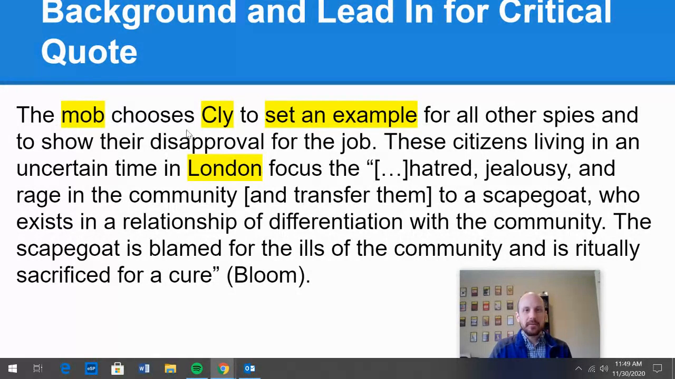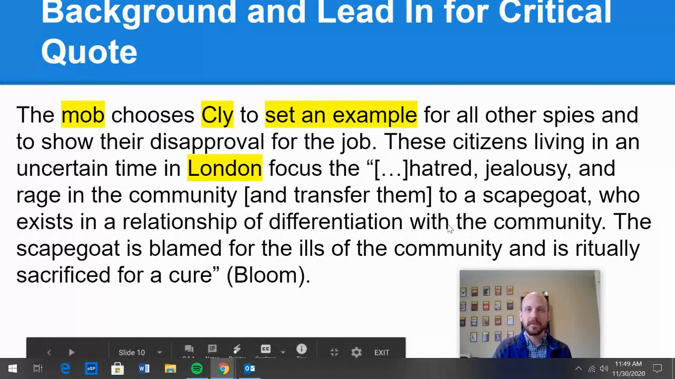So we have the mob choose a Clyde to set an example for all of the spies and to show their disapproval for the job. These citizens living in an uncertain time in London focus the hatred, jealousy, and rage in the community and transfer them to a scapegoat who exists in a relationship of differentiation within the community. The scapegoat is blamed for the ills of the community and is ritually sacrificed for a cure.